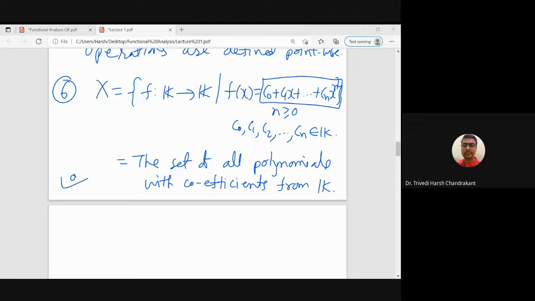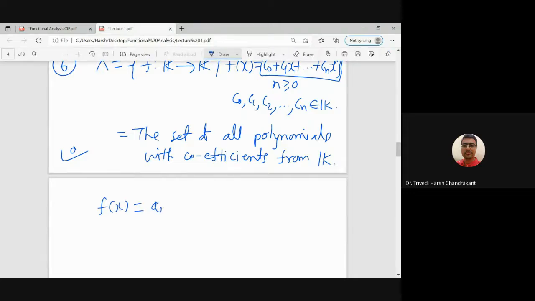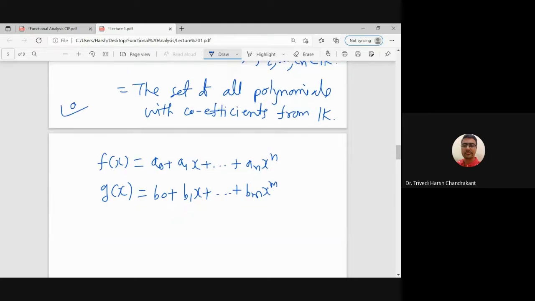Polynomials are also continuous functions, right? So can we take the same operations? Yes, sir. The operations are the same, point-wise addition and scalar multiplication. For example, if the first polynomial is a0 plus a1x up to an x power n, then the second one is b0 plus up to bm x power m.